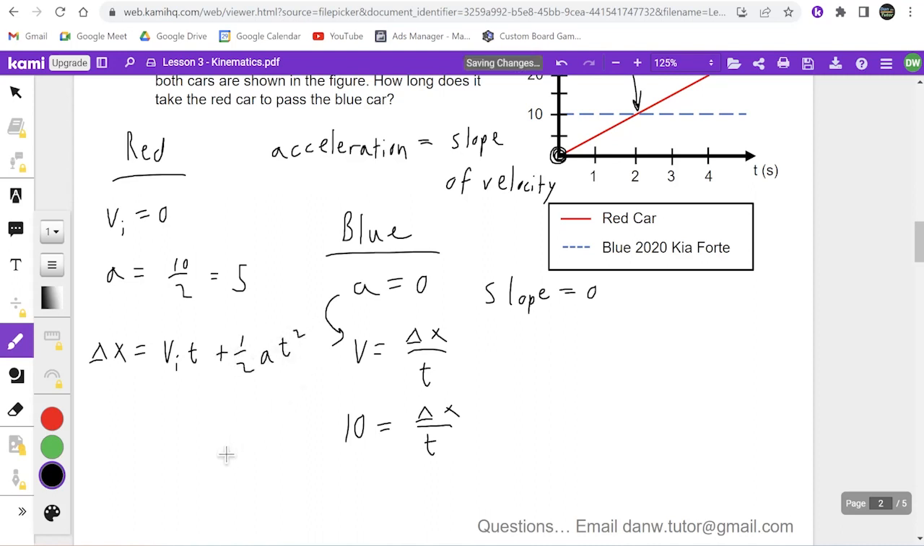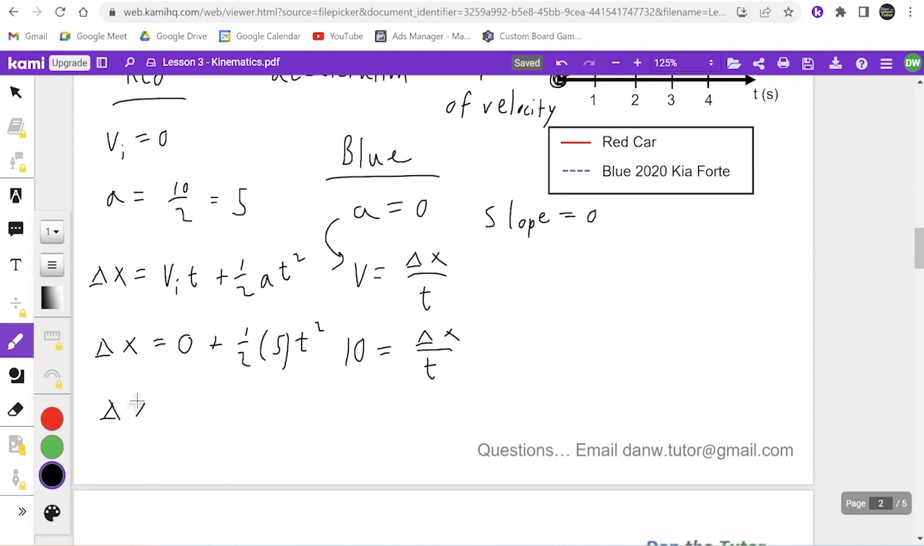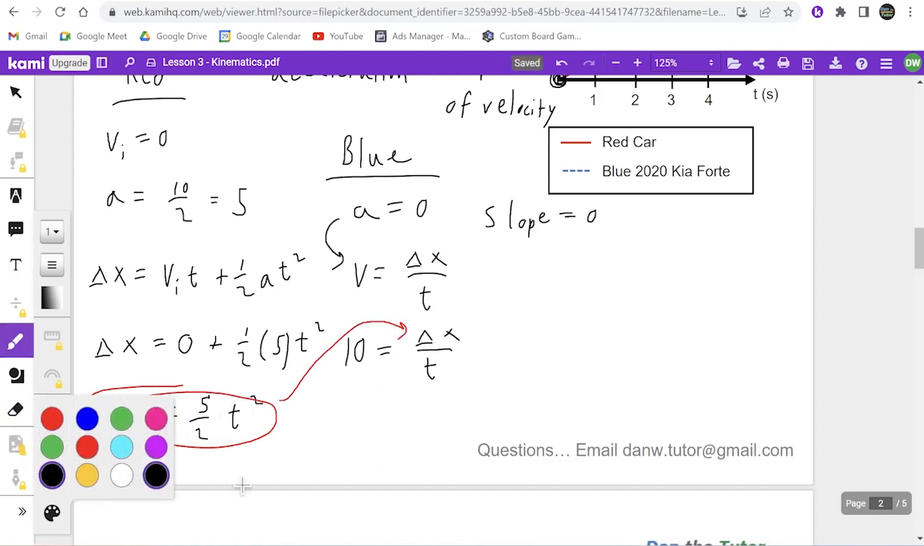The bad news is you won't know all the variables. The good news is it does not matter. So for delta x, I'm going to start plugging in variables. V initial is just zero, which means the t doesn't even matter. Anything times zero is still zero. Plus 1/2 times acceleration, which is 5, and then t squared is also unknown. So basically what I have right now is delta x equals 5/2 t squared, right? This is the most simplified you can get it. Now we're going to plug this delta x into the other equation, and you'll see that we'll get the right answer then.